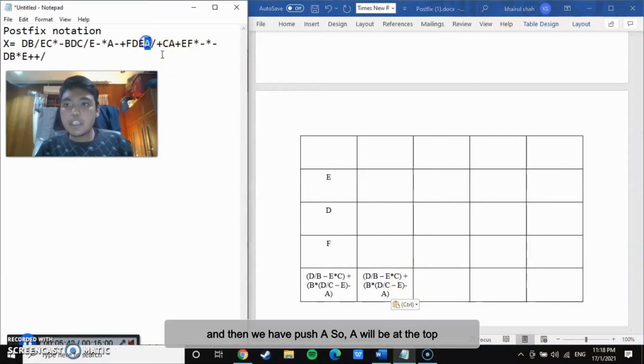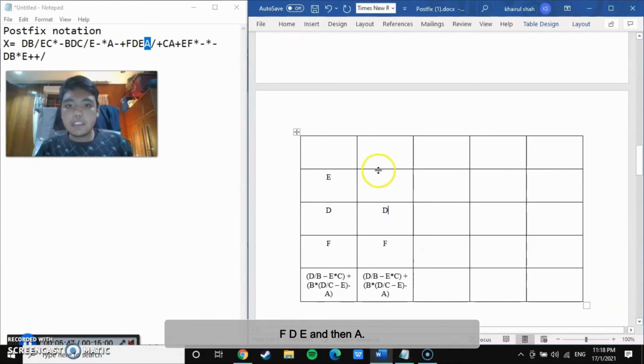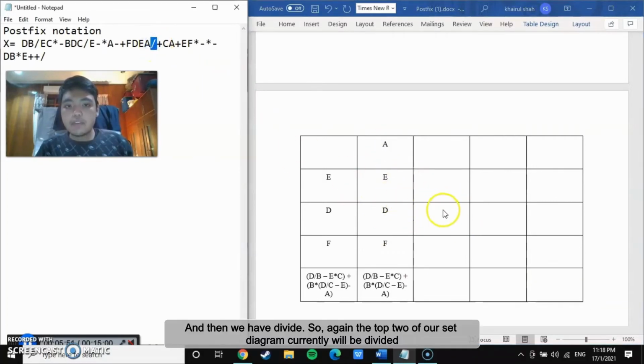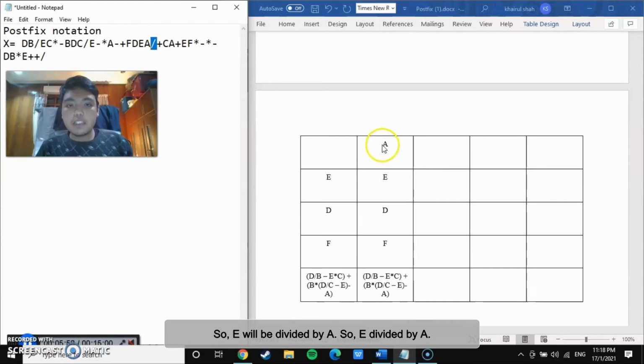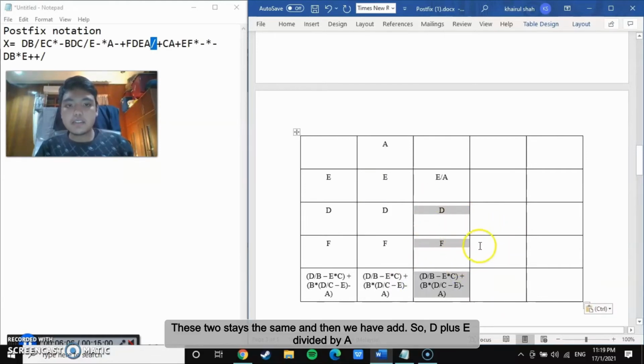And then we have push A. So A will be at the top. F, D, E, and then A. And then we have divide. So again, the top two of our stack diagram currently will be divided. So E will be divided by A. So E divided by A. And these just stay the same.